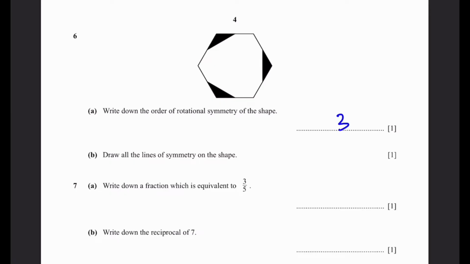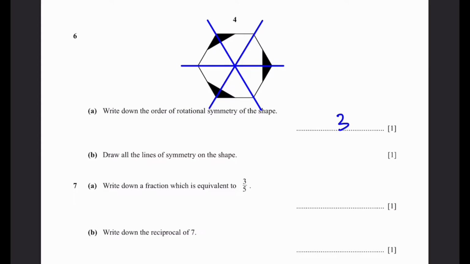B. Draw all the lines of symmetry on the shape. This one is quite obvious. Again, there are only 3 because of these shapes there, the triangles. And I'm going to draw it like that. Number 1, number 2, and number 3 right there. Notice that each of the lines of symmetry just cross through and divide the triangles into equal halves.